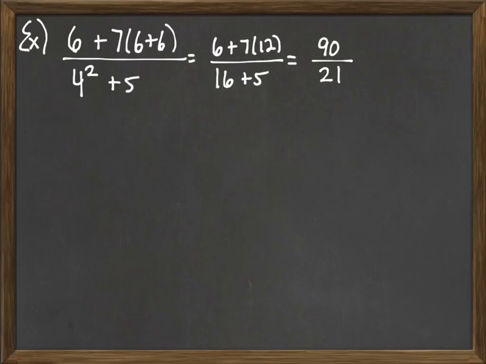And so now we've simplified it down to just a number over a number. So at this point, we need to simplify the fraction. And in the case of 90 and 21, we can divide a 3 out of both. 3 out of 90 would give me 30 left over. 3 out of 21 would give me 7 left over. And that's all the further I can simplify. So that would be my answer, 30 over 7.